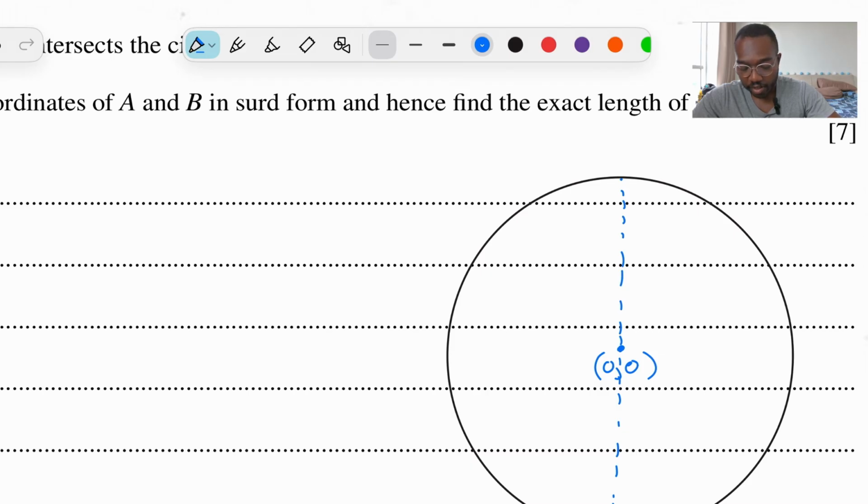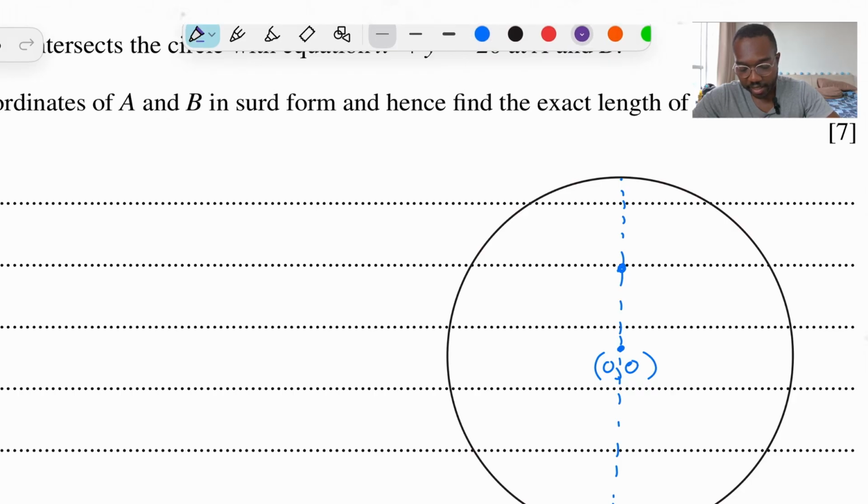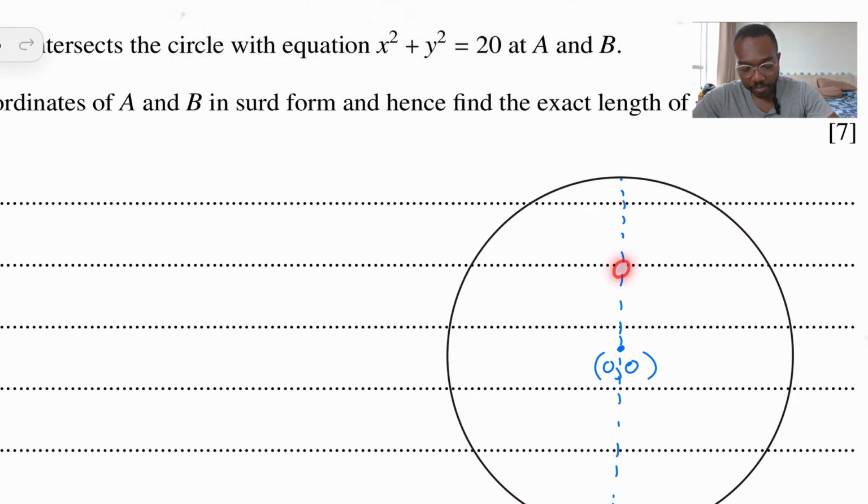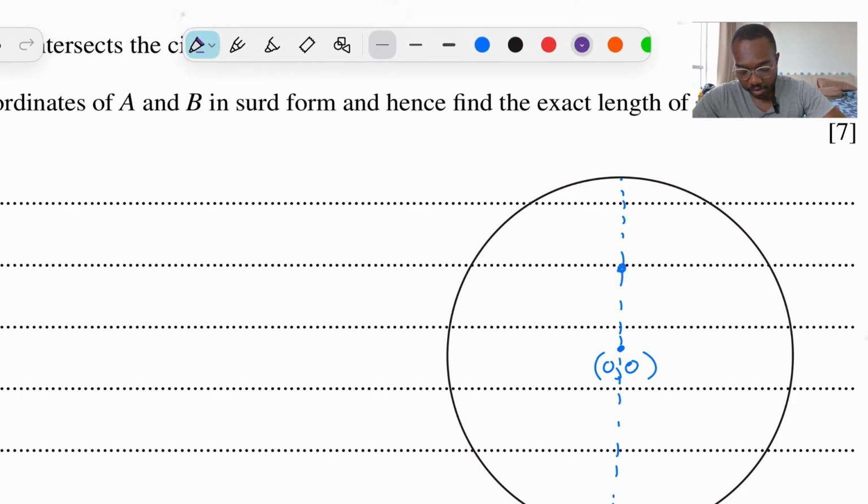So we know that it's going to intersect at some point, let's say here, for example. If we think about what that line would look like, it's got a positive gradient, so it would look something like this. It's going to intersect at 2 points, like this. Let's say that's B, and let's say that's A. So those are the 2 points of intersection, and we want to work out the length of the chord.